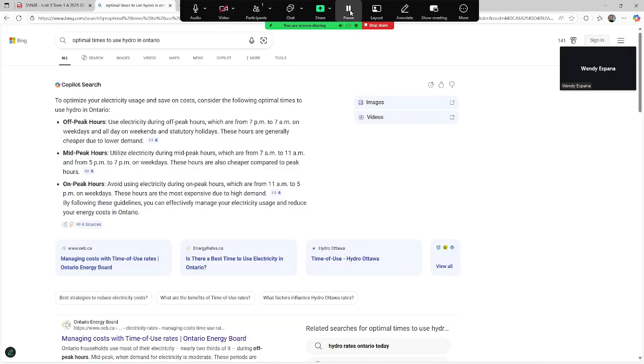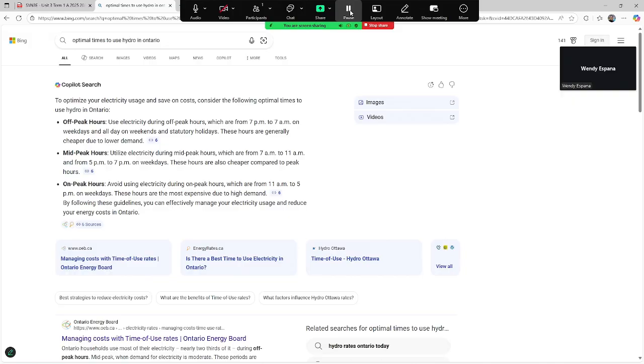Okay, so this weekend's coming up. So from Friday night at 7 p.m. until Tuesday morning at 7 a.m. is off-peak hours because it's the weekend. It's from 7 at night, right through the whole weekend on Friday night. And Monday is a statutory holiday. So that means that your off-peak hours would be from 7 p.m. to 7 a.m. So all weekend.